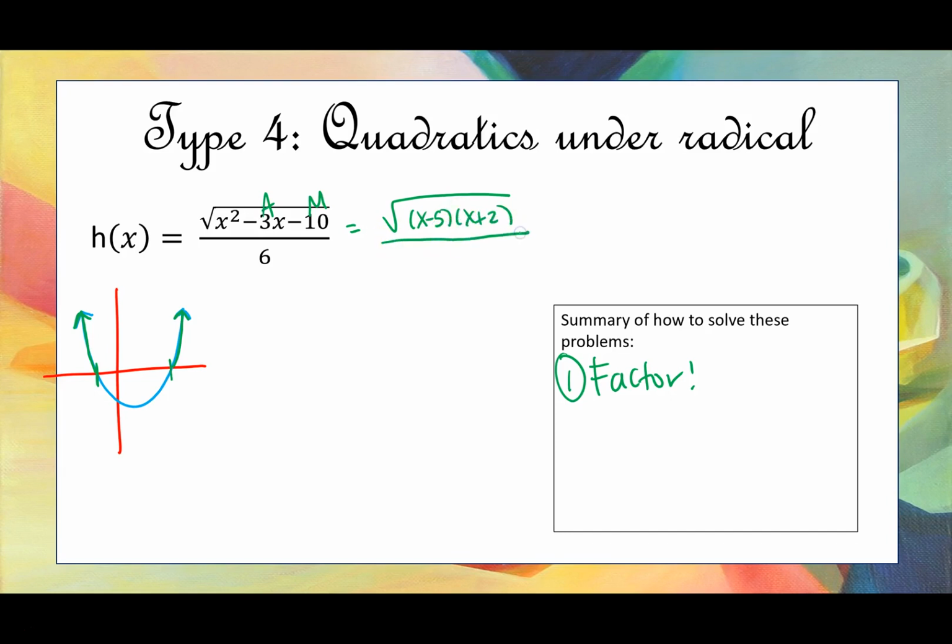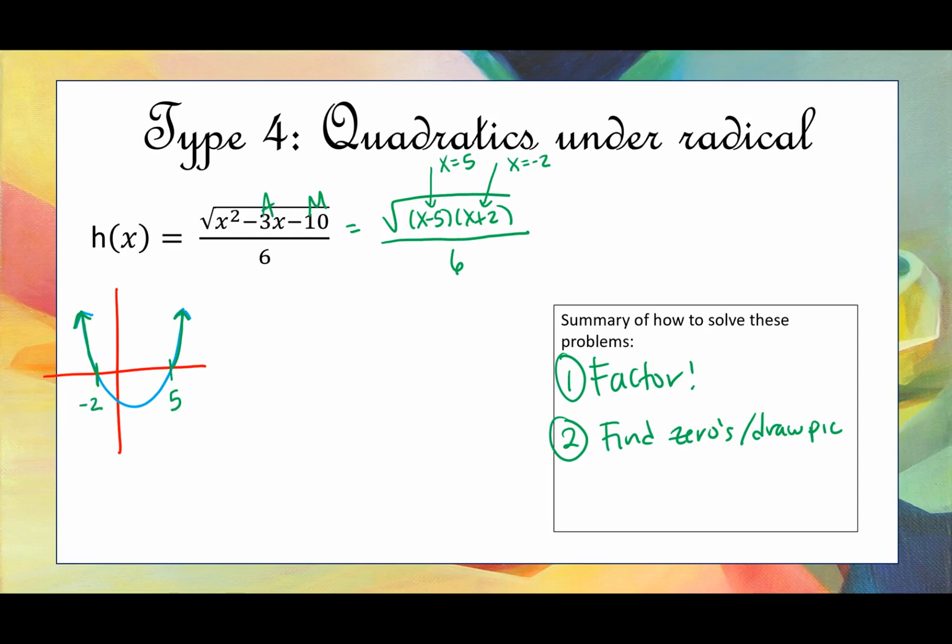So first step would be to factor under the square root. Step 2 would be to find the zeros / draw the picture. So here, what are the zeros? Well, in this case, we have an x equals 5. In this case, we have an x equals negative 2. So here's my 5, and here's my minus 2.